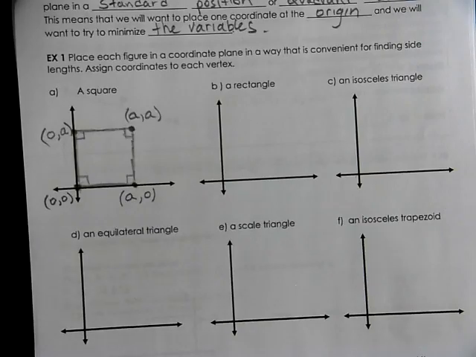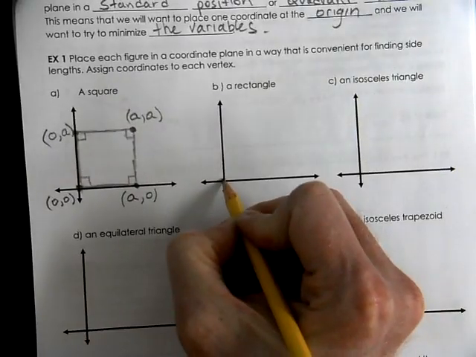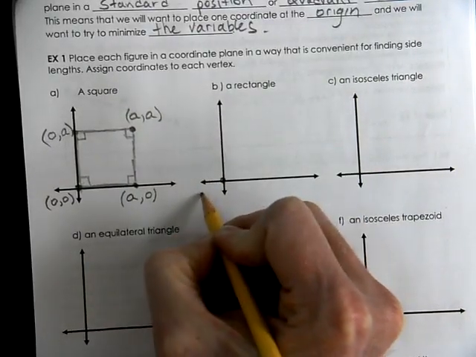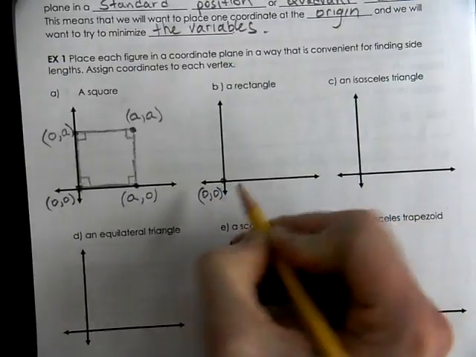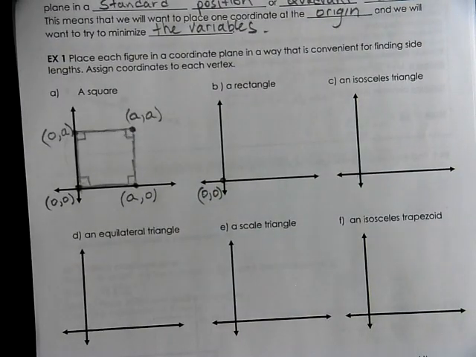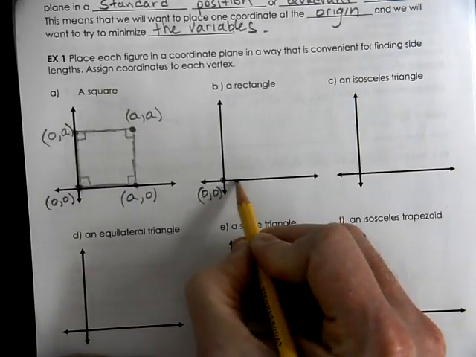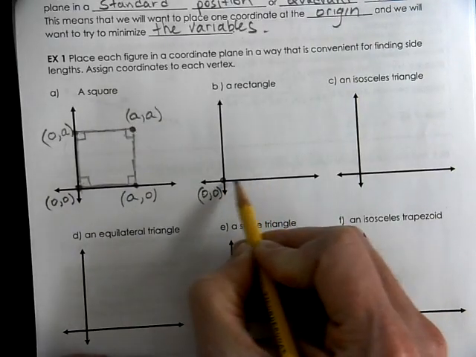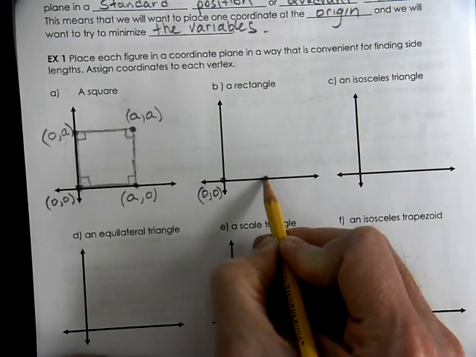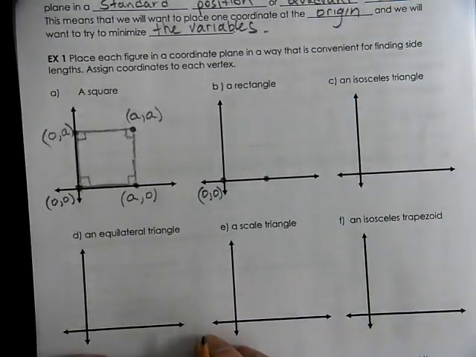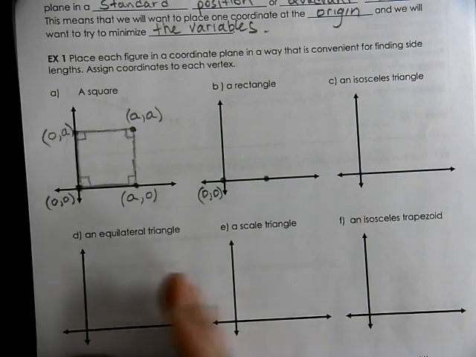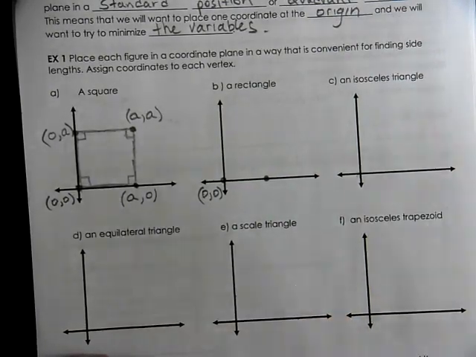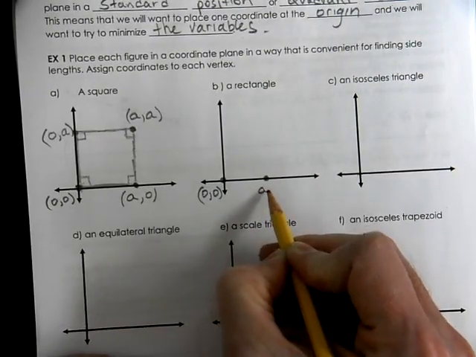Here's a rectangle. Well, we know we're going to put a vertex at the origin. We're going to put another vertex along the x-axis. Doesn't really matter where you place it. I'll place mine right there. That distance, we typically call it A, comma 0.